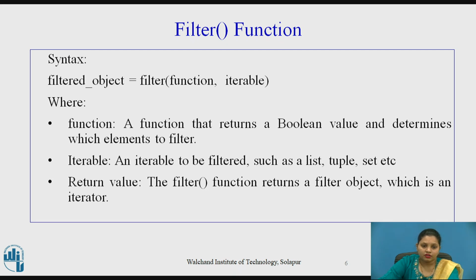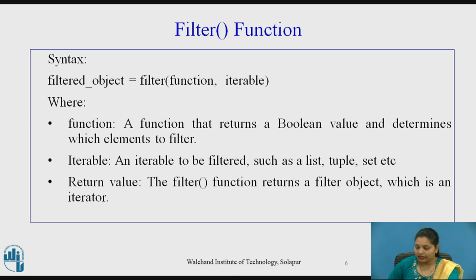The filter function returns a filter object, which is an iterator. This iterator yields only those elements from the original iterable for which the function returned true. To view the elements as a list or tuple or any other collection type, the filter object must be explicitly converted using the respective constructor.